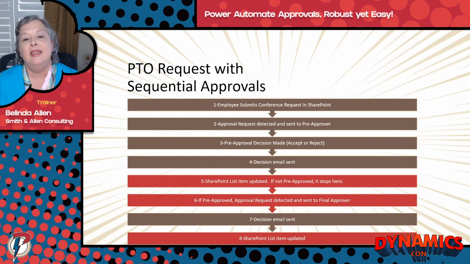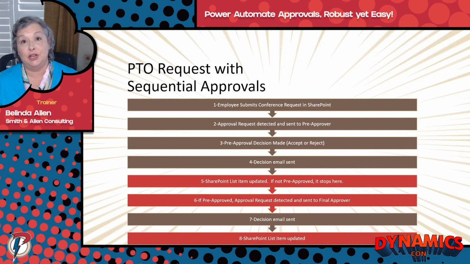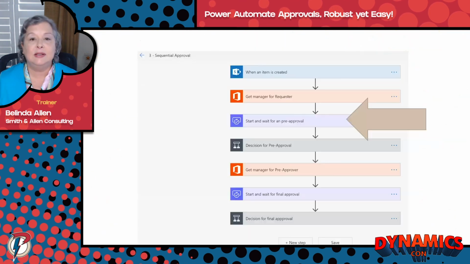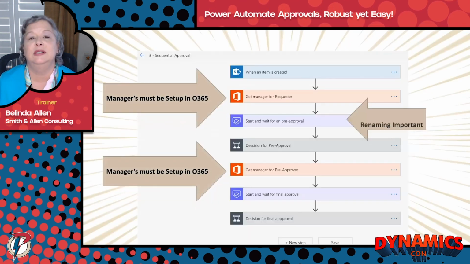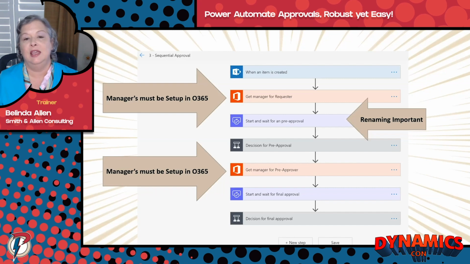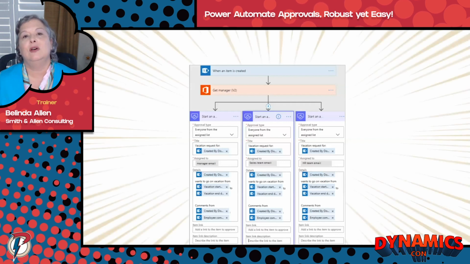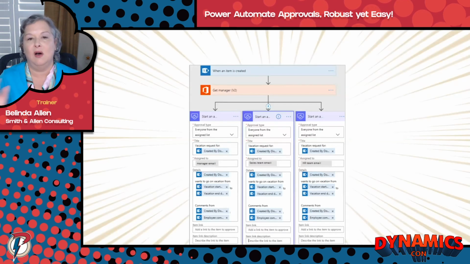But if they said yes, then it goes through and it looks for who's the final approver. And the final approver would be the manager. And the manager then can say yes or no. Then they make a decision and then SharePoint gets updated accordingly. And the slides would look similar to what you see here on the screen. So we have all of this broken out into all these different sections. They work the same way. The difference is it just goes from the requester to the pre-approver, and then it keeps going down to the manager. In the parallel approval process, it would look kind of like this, where you could see all the different approvals side by side.